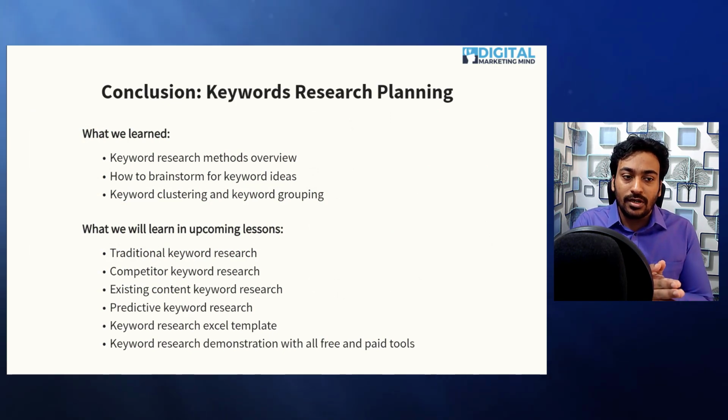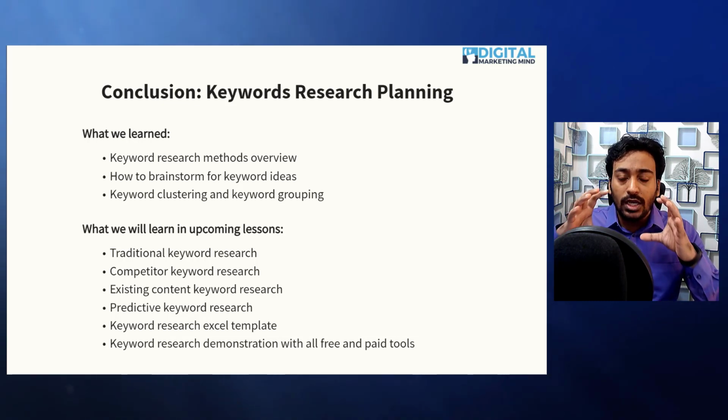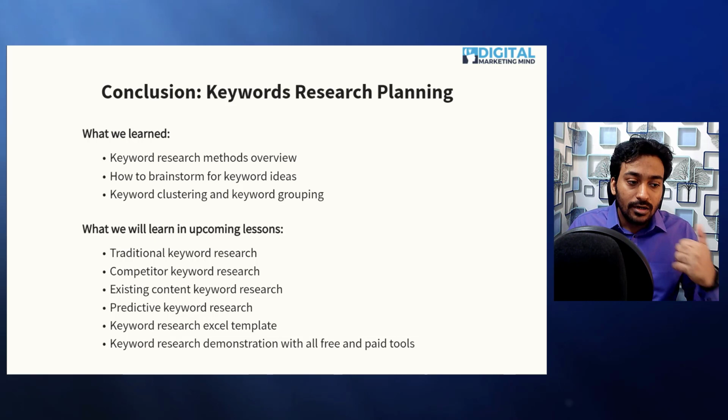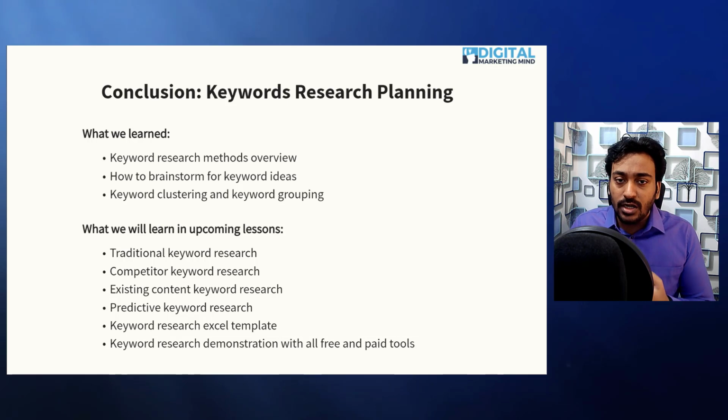Now let's quickly move into the conclusion. In this lesson, we learned about keyword research planning, where we learned about keyword research methods overview, how to brainstorm keyword ideas, keyword clustering and keyword grouping. In the upcoming lesson, we are going to learn about the core keyword research methods like traditional, competitor, existing content, predictive keyword research, and also I will be sharing a keyword research Excel template which you can use to note down your market research process, note down all the keywords to have a better understanding when you carry out all the different processes.